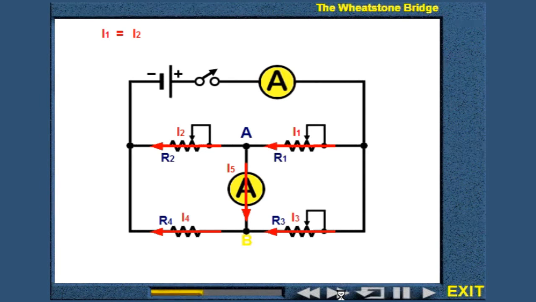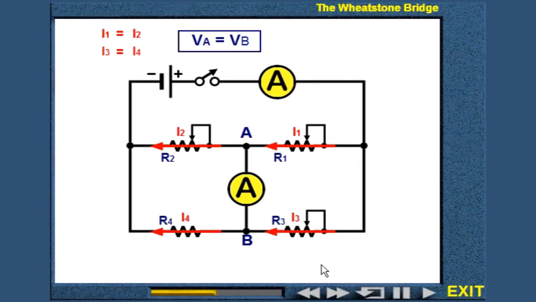The same procedure can be repeated at node B. Current I3 enters the node, so it has a positive sign. And current I4 exits the node, so it has a negative sign. Current I5, having 0 value, can be neglected. From the second equation, you can see that current I3 equals current I4. It is again simply the same current. We assume that there is no current flow between points A and B, so the voltages of these 2 points are the same.